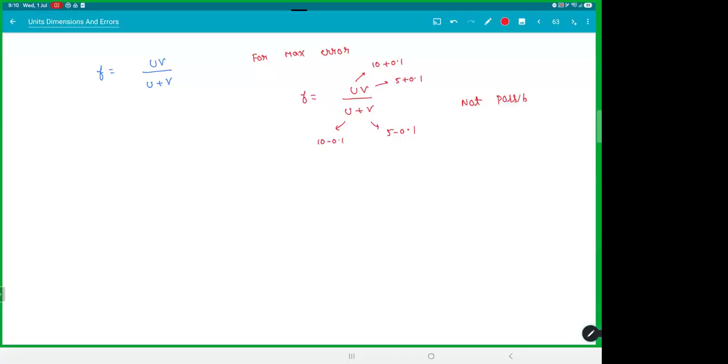You cannot have different values for u and v at the same time. So these are dependent errors. Here the numerator and the denominator are dependent on each other, so you cannot say errors are additive. If you make the numerator maximum, even the denominator is going to become maximum here. So keep this in mind. Errors are additive only if the quantities are independent of each other.